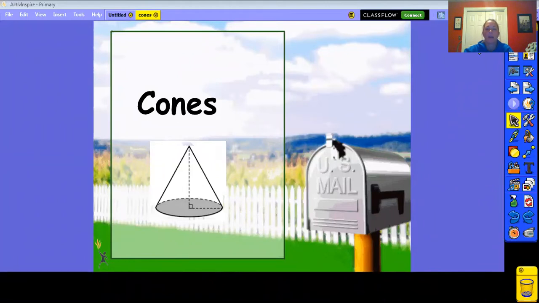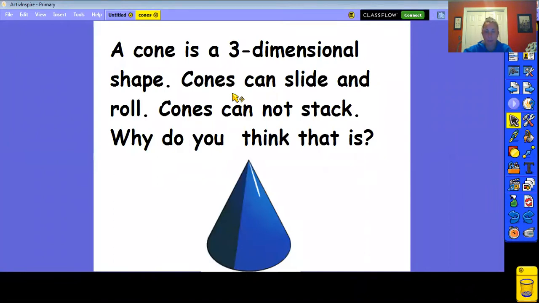So cones are three-dimensional shapes. Now remember, two-dimensional means that we can only measure how tall they are and how long they are. But three-dimensional, we can measure how tall they are, how long they are, and how wide they are. They have 3 dimensions. Cones can slide and roll. So that means that a cone, I'll show you my little cone right here. Cones can, let's give myself a nice flat surface here. Cones can slide. And cones can roll.